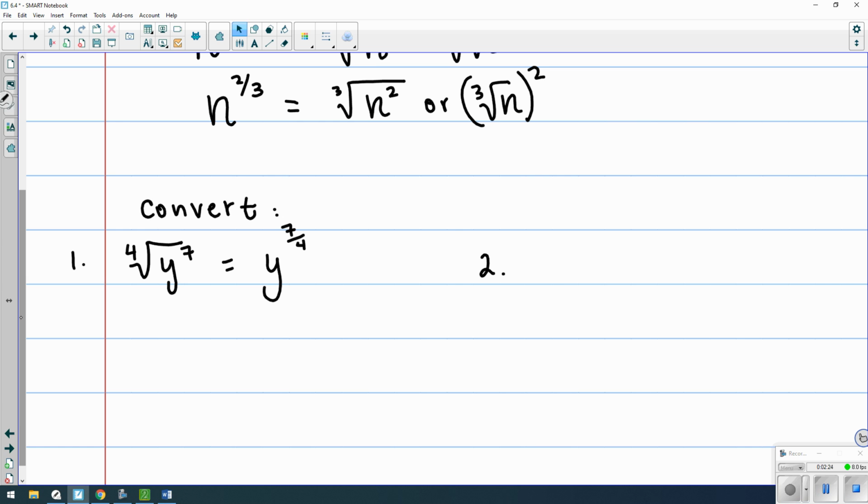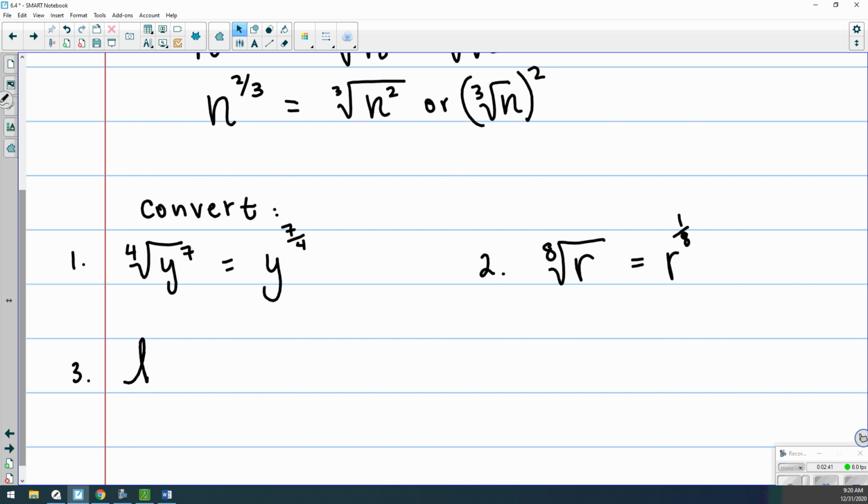So that's number 1. Let's try another example. Number 2, what would be the 8th root of r written as a rational exponent? Well, you would rewrite this as r to the, what's r's power? 1 over the root of 8. Pretty easy, right? How about another example?